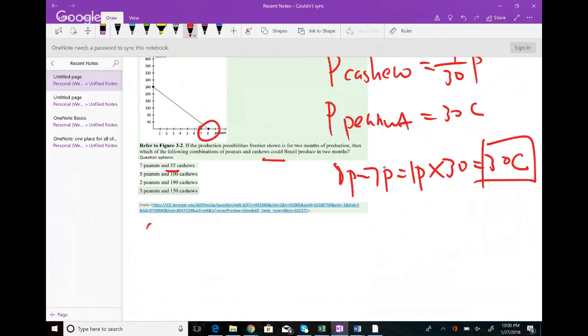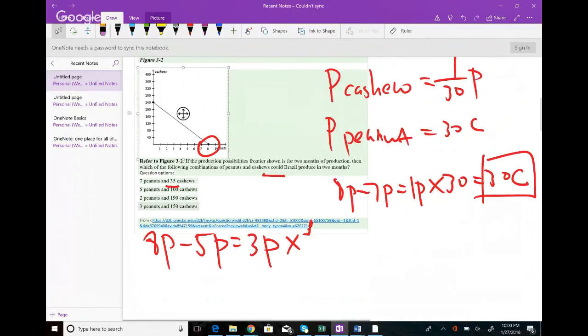And then for B, so 8 peanuts minus 5 peanuts, that's another 3 peanuts. And then for every peanut, you can exchange for 30 cashew. So that should be a total of 90 cashew. But for B, it's asking for 100 cashew. That's too much. We cannot do that.